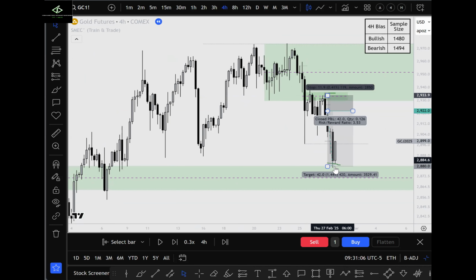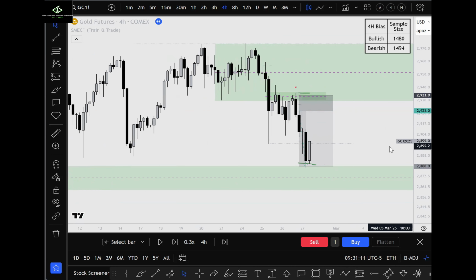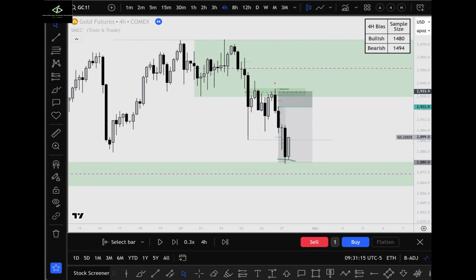Now, I personally did not catch the full move. I just took out profits around here because I want to go to bed. But yeah, that's what I mean. Sometimes you don't even have to go down to the 1 hour. So hopefully that answers the question.